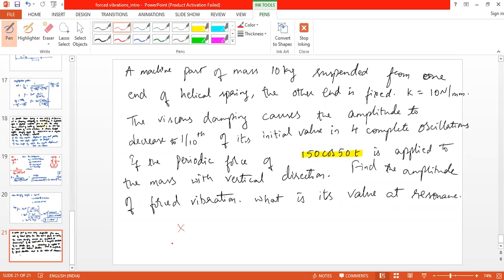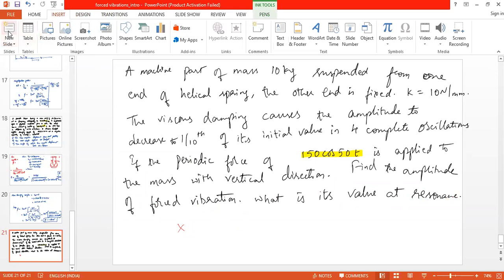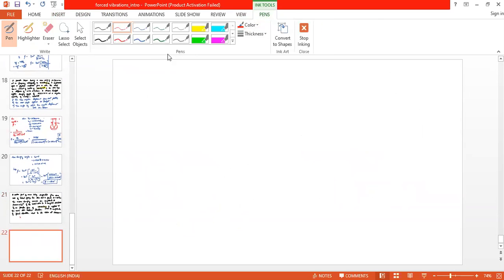That is, we need to find the value of x. And what is the value at resonance? Okay. So first, we'll draw the sketch for this.